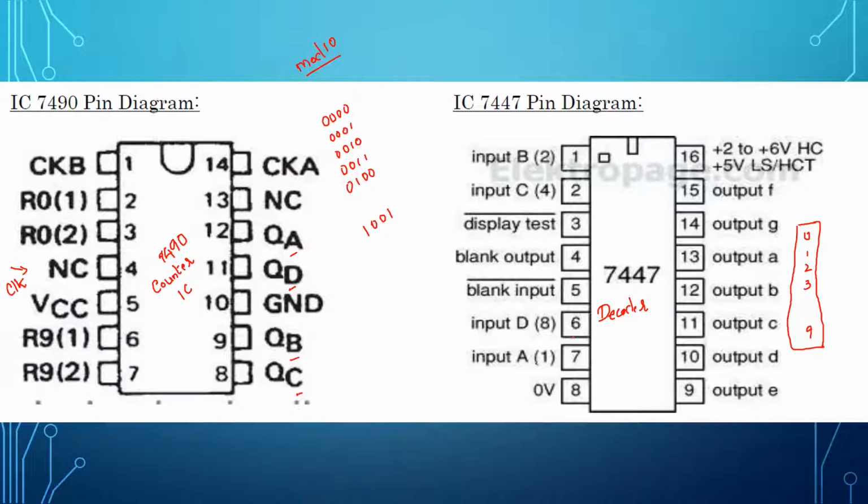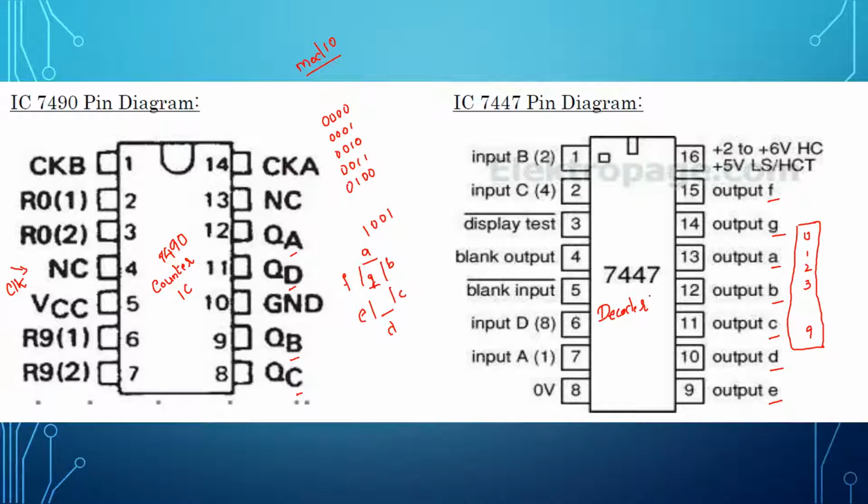Other than that, it will have the ground connection and the VCC connection, and the output pins are pin number 13, 12, 11, 10, 9, 14, and 15. If you remember, I explained in the 7-segment display that it has LEDs connected like this. So this is LED A, this is LED B, this is LED C, this is D, this is E, this is F, and this is G.